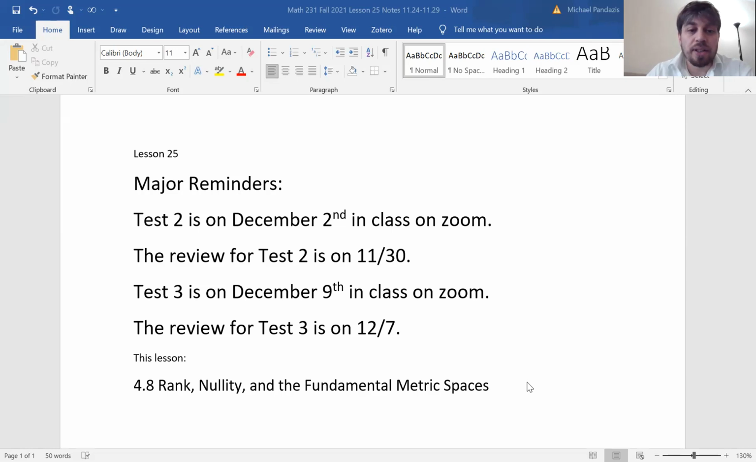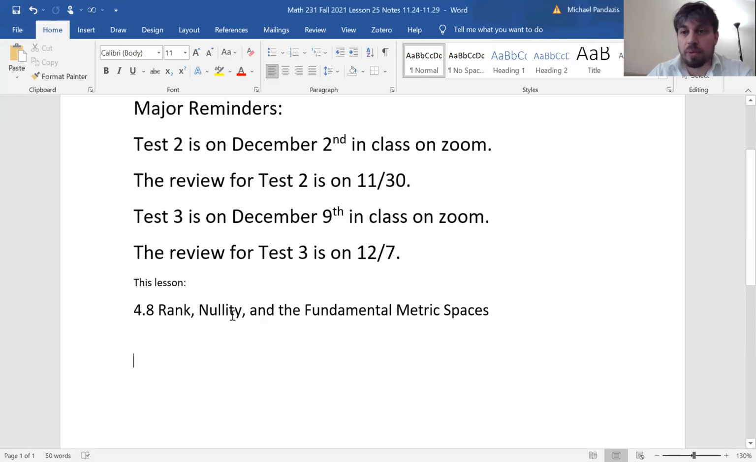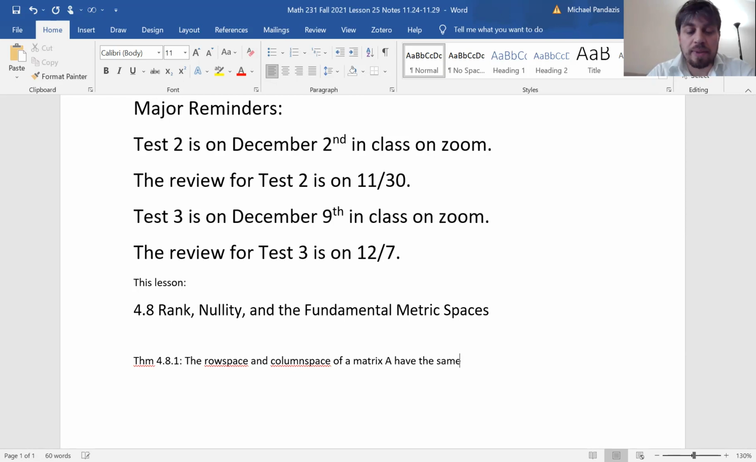Okay. So this lesson, I'm going to start by talking about 4.8 on rank, nullity, and the fundamental matrix spaces. This is Theorem 4.8.1: the row space and column space of a matrix A have the same dimension.